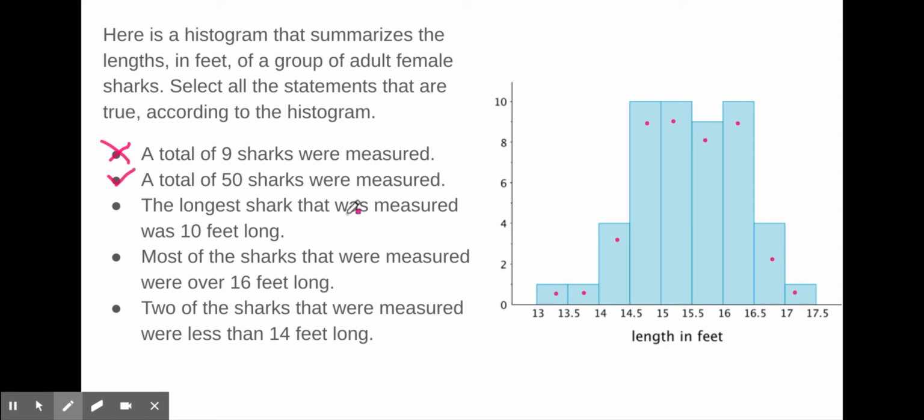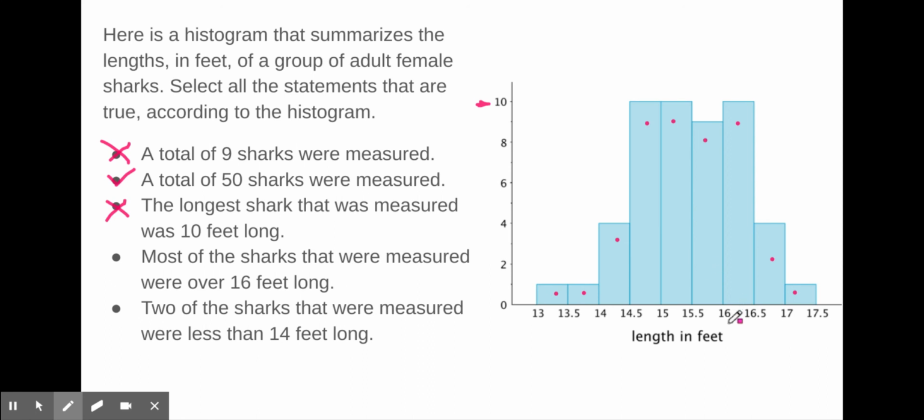The longest shark that was measured was 10 feet long. This one's addressing a misconception that you might think over here on our y-axis is feet. They really ought to have labeled this. Make sure you label your histograms, but the feet is here. Actually, none of the sharks were 10 feet long. They were all over 10 feet long, because the shortest shark they measured was 13 feet long, or 13 feet exactly.